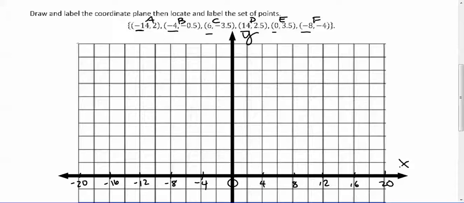Except the y ones, right? The y coordinates, yes. Thanks, Kel. Oh, 2, -5/10, -3 5/10, 2 5/10, 3 5/10, -4. Beautiful. All right, so what's the highest absolute value we have to get to?